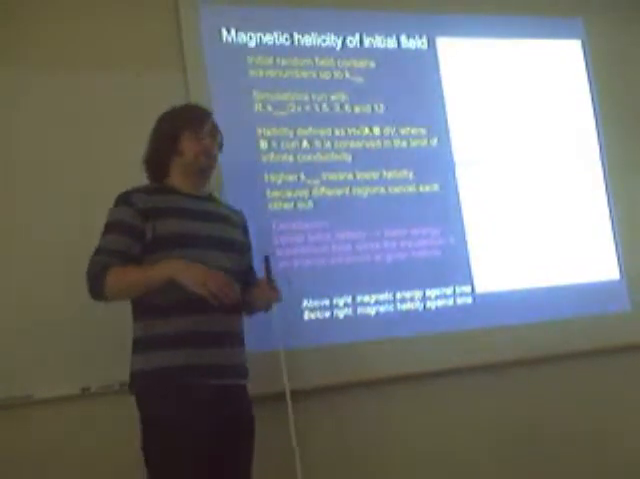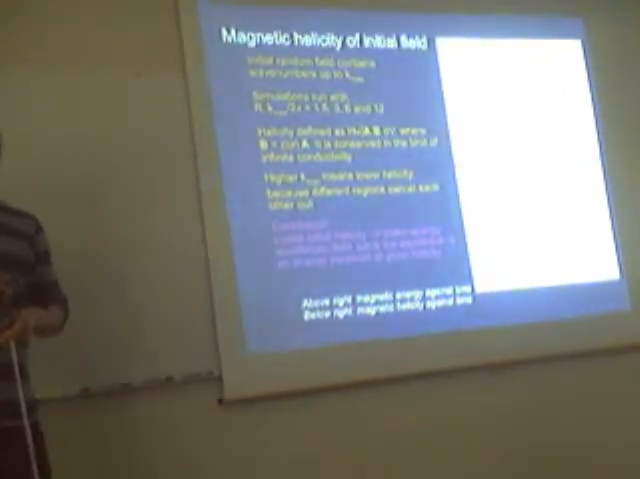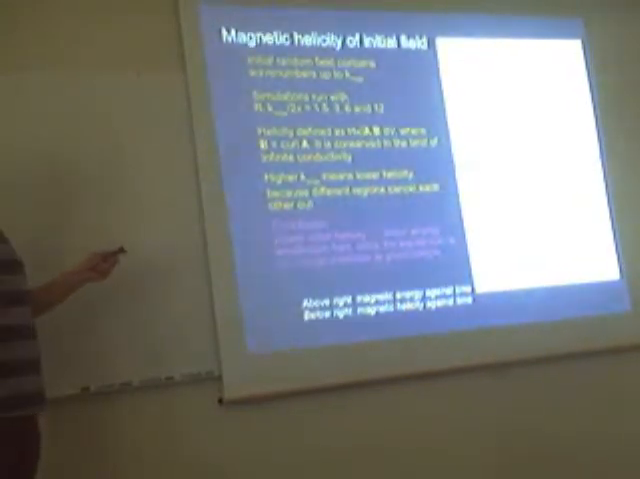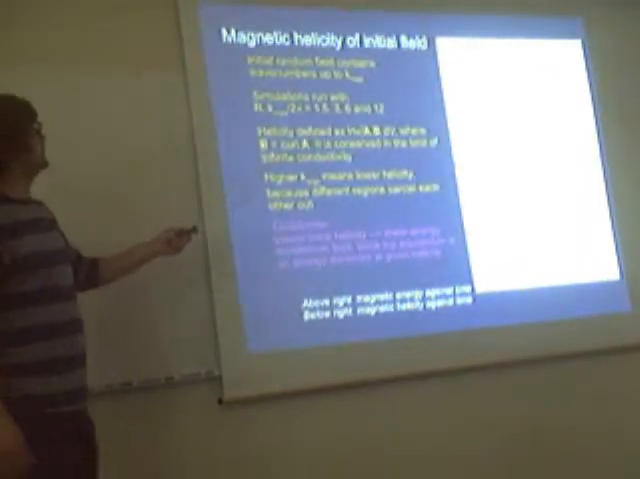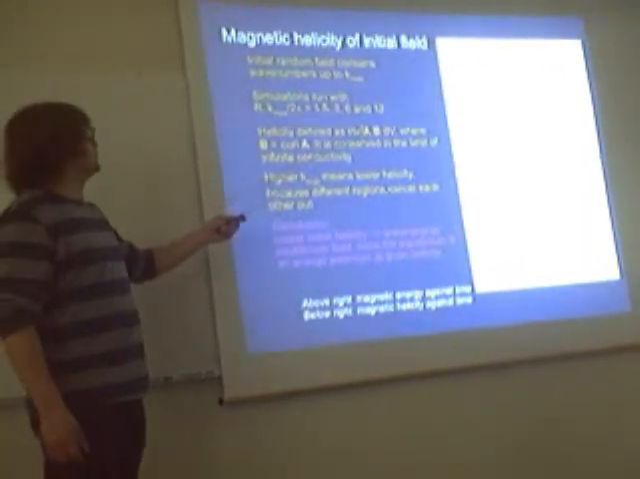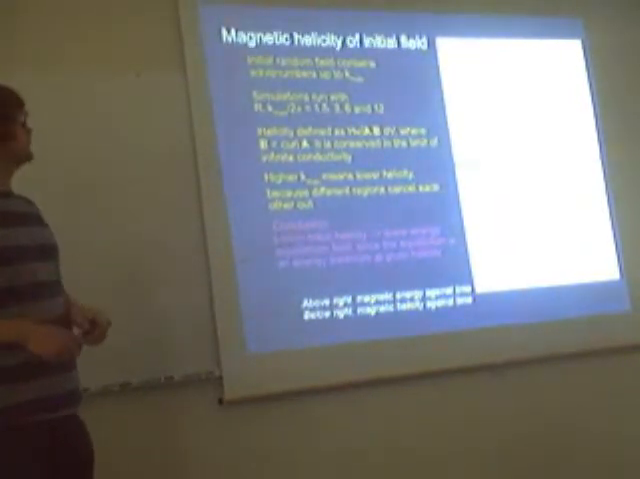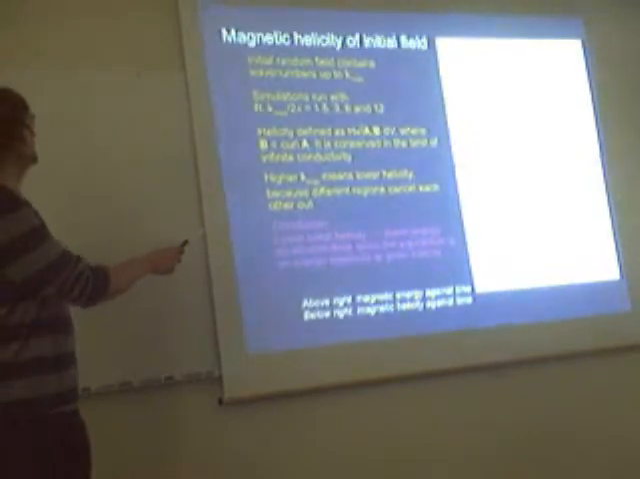Right, so if you start with a field which is structured on a much smaller length scale, you lose more energy in reaching this equilibrium. And you can think about it in terms of this quantity, magnetic helicity, which is defined simply as the volume integral of the field with its vector potential. The useful thing about this is that it's a conserved quantity, well, at least in the limit of infinite conductivity.